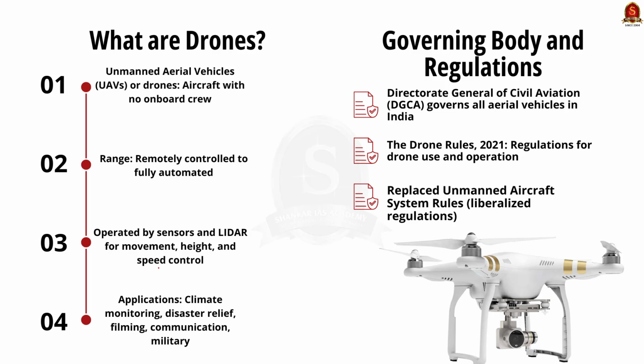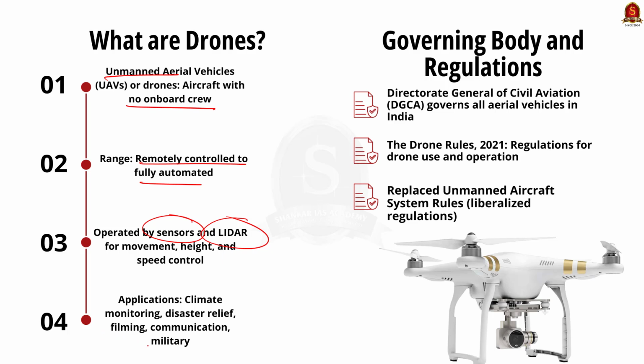So what are drones? See, drones are unmanned aerial vehicles or aircraft with no onboard crew. Drones can range from remotely piloted to fully automated. This means that it relies on a system of sensors and lidar, that is light detection and ranging detectors, to calculate its movement. It can fly at a controlled level of height and speed for a long period of time.